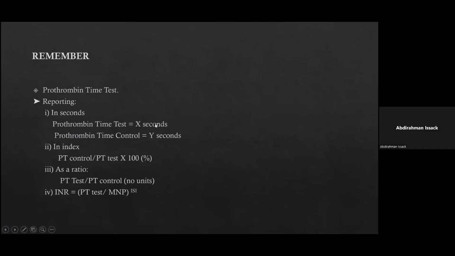In seconds, the test is shown in X and the control is shown in Y. In index, it's a percentage of the test over the control. And in ratio, it's with no units, it's the ratio of the test and the control. And in INR, this is a standardized ratio of the test over the control. It's hard to do, but you can look it up as well. You can be given numbers and asked to discuss.